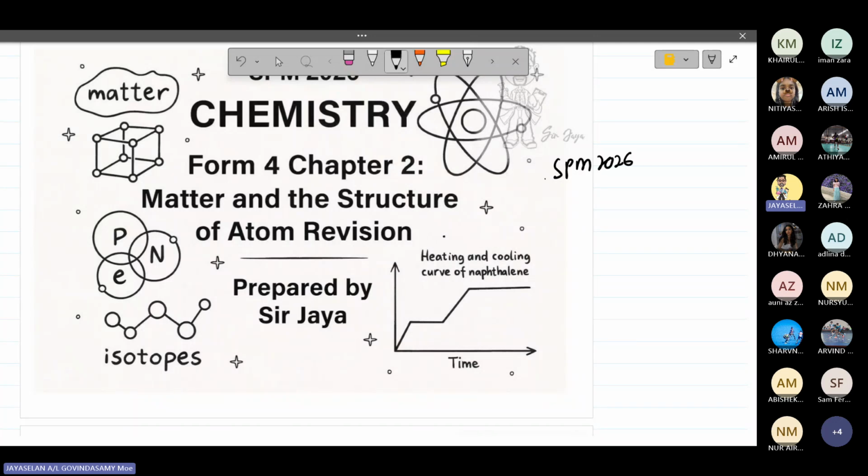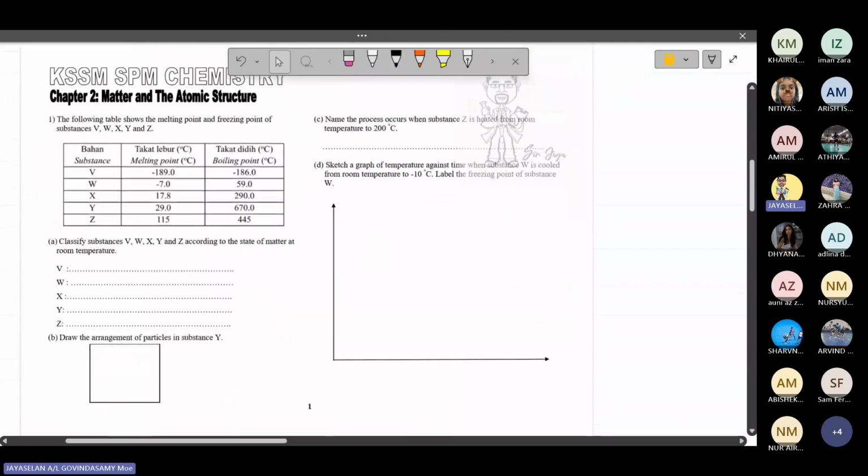SPM 2026. Okay, saya dah buat. Okay, yang mana dah keluar, yang mana belum keluar, all is here. So yang mana belum keluar, all is here. We go through all together. We have 9 questions. So you all have to make sure you all answer this type of question.